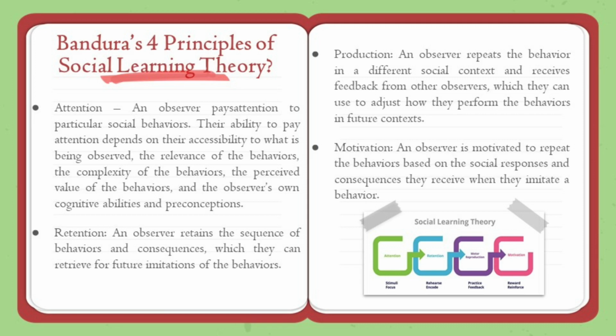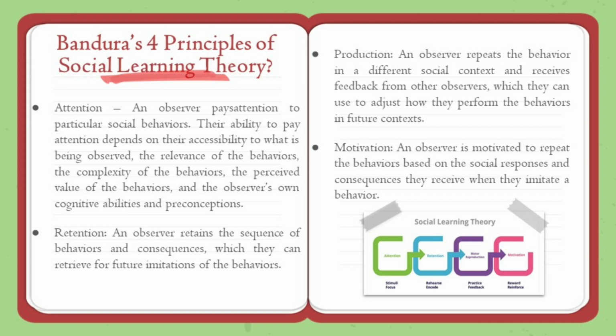Attention means an observer pays attention to particular social behaviors. Their ability to pay attention depends on their accessibility to what is being observed, the relevance of the behaviors, the complexity of the behaviors, the perceived value of the behaviors, and the observer's own cognitive abilities and preconceptions.